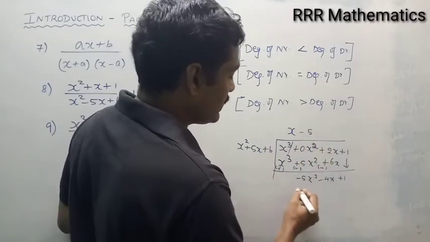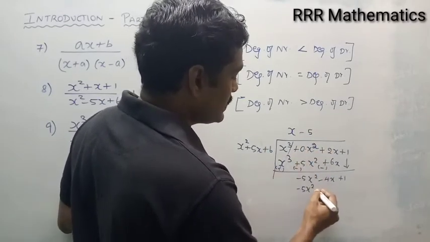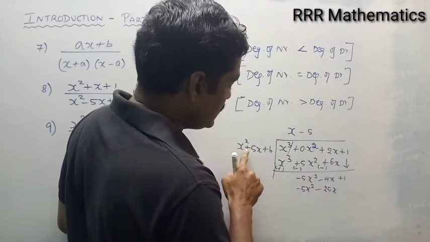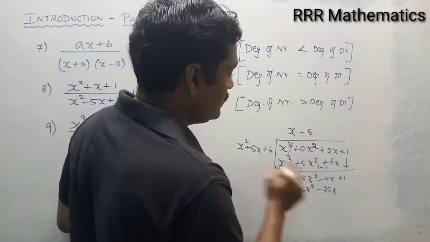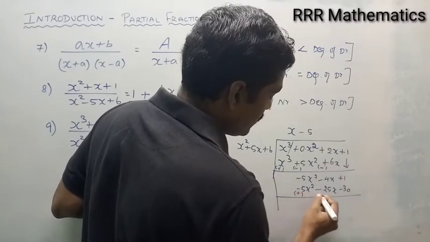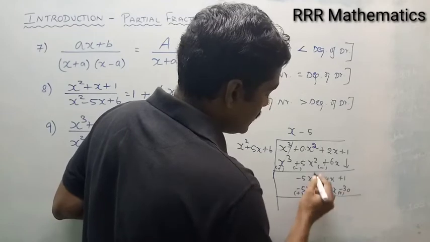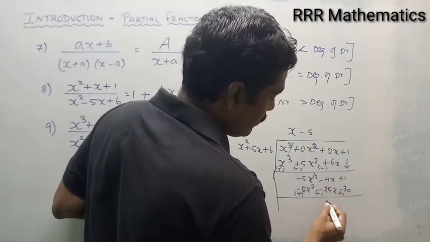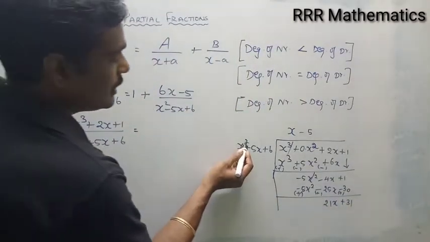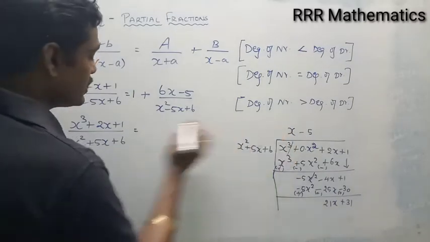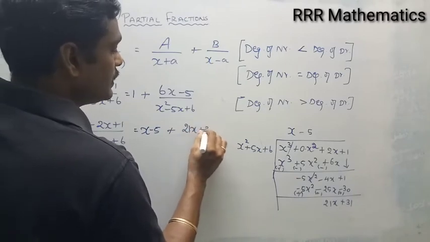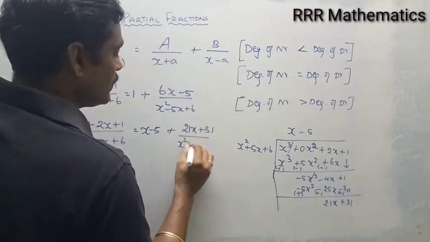Multiply minus 5 into x square. Minus 5 into 5x is minus 25x. Minus 5 into 6 is minus 30. Change the sign, it will be plus. Cancel. 25 minus 4 is 21x. 30 plus 1 is 31. So in this case your degree of the remainder is 1 and the divisor degree is 2. So I will stop. Quotient x minus 5 plus remainder 21x plus 31 divided by x square plus 5x plus 6.